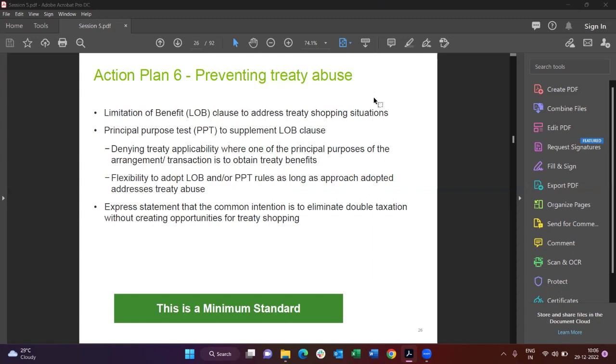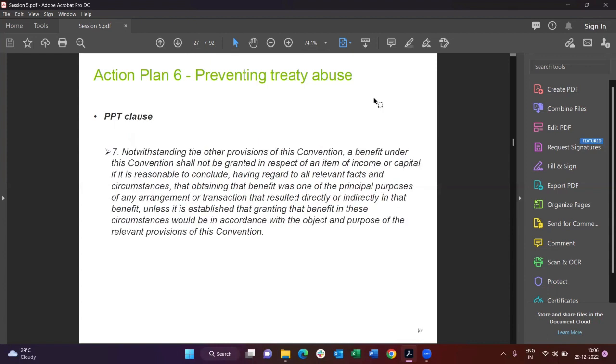And the next was common intentions to eliminate double taxation. So nowadays in all the treaties we see in the preamble, we have a line that it is to provide treaty benefits as well as to eliminate double taxation without creating opportunities for treaty shopping. So this statement was expressly introduced in all the treaties, and India has adopted this. So this is the PPT clause, principal purpose. When one of the principal purposes resulted directly or indirectly in that benefit, then that granting would not be allowed.